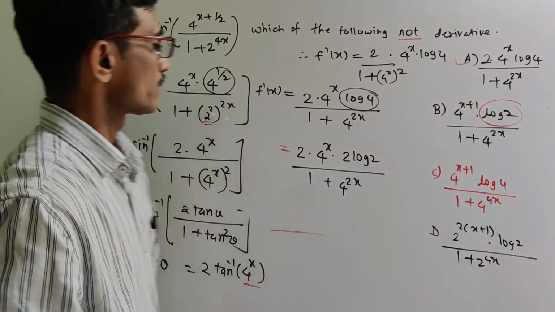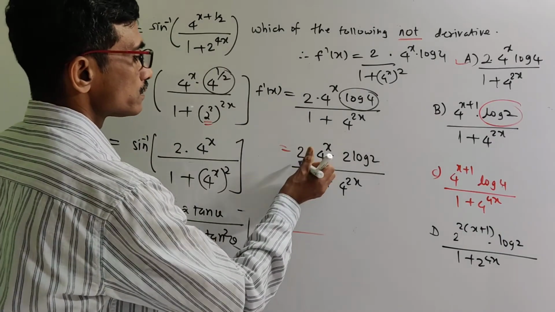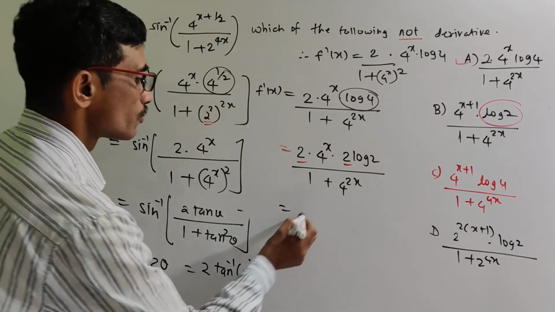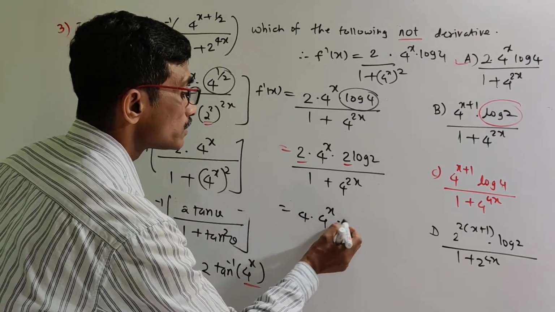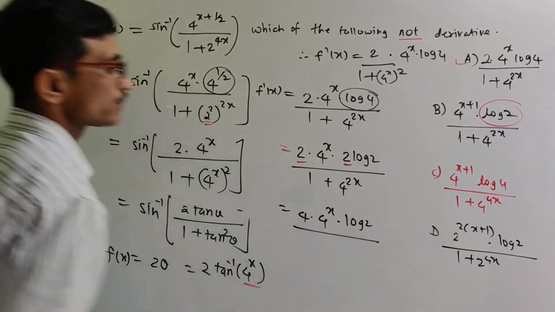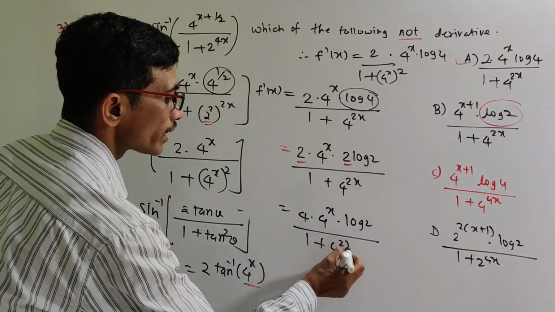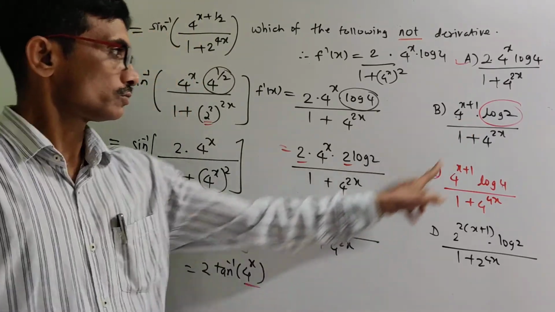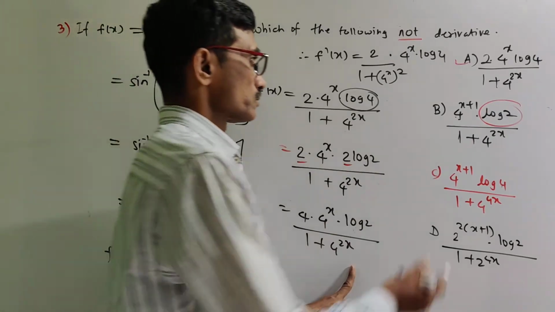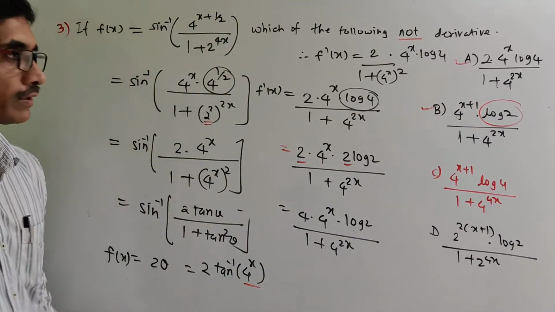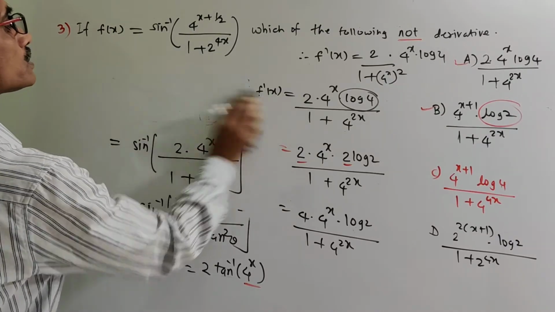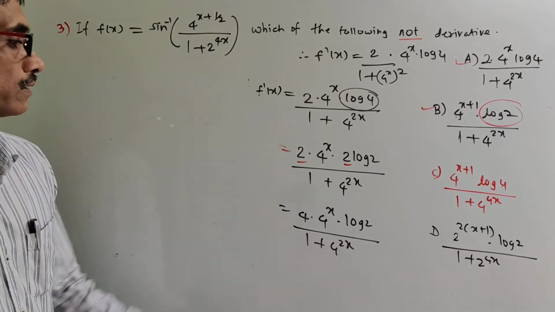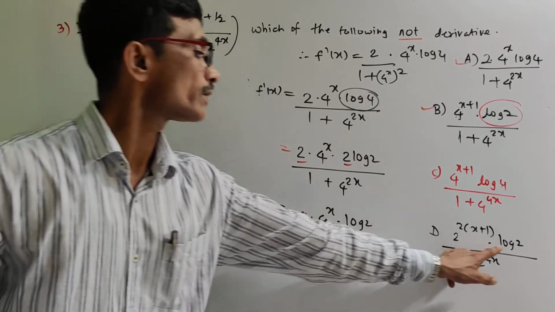As we required, now this 2 and this 2 will give 4. The multiplication is 4 into 4 raised to power x into log 2 upon 1 plus 4 raised to power 2x. So this gives 4 raised to power x plus 1, which is required, log 2 and 1 plus 4 raised to power 2x. So this option is also a derivative. Now we find which is not a derivative. Then again we simplify our answer. Here log 2 is required.